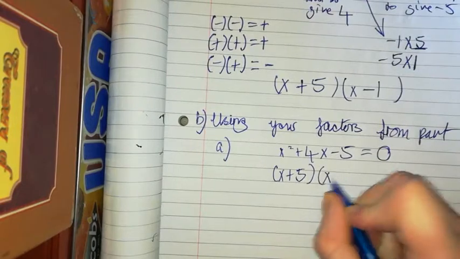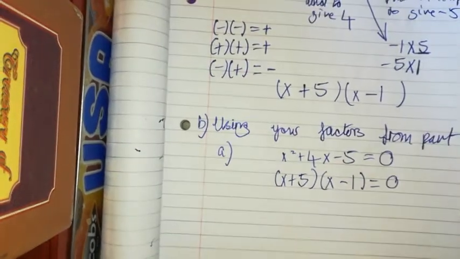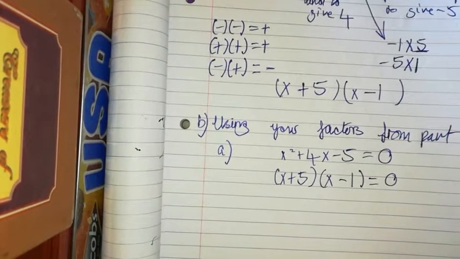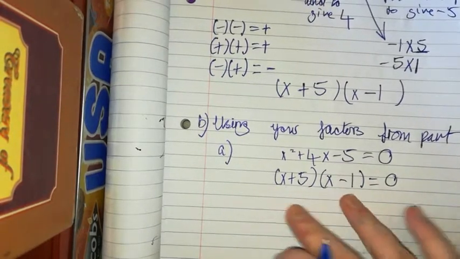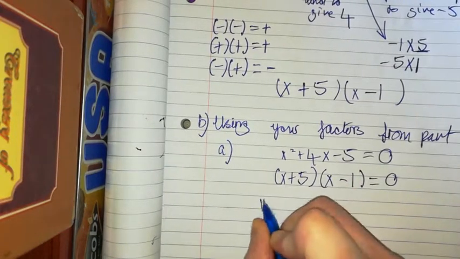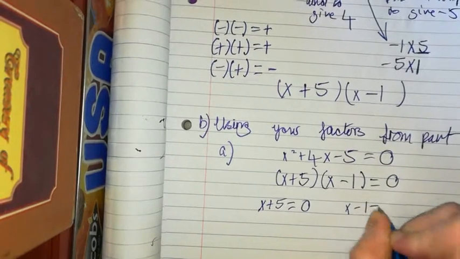And then, if we multiply two things and the answer is 0, say if we have the number 6, the only way we could actually get 0 by multiplying 6 by something is if that something were 0. So the only way we multiplied those together and got 0 was if one of those was 0. So we let each equal 0: x plus 5 equals 0, and x minus 1 equals 0.